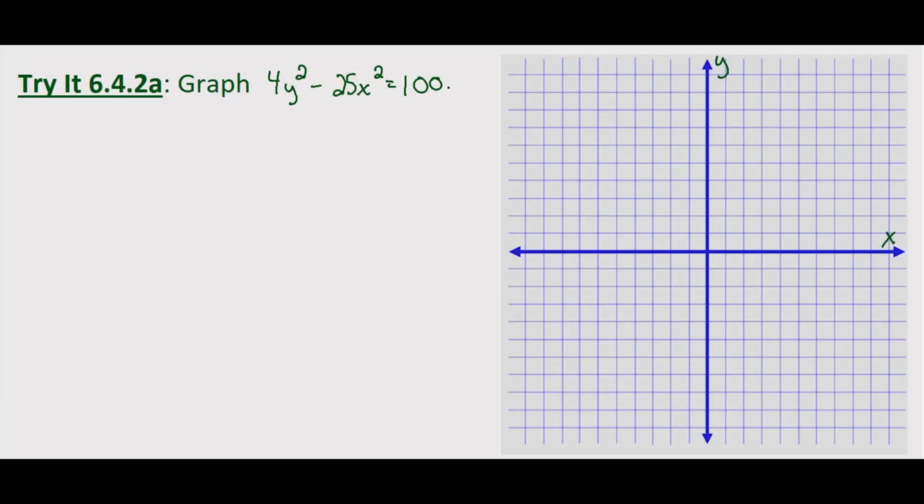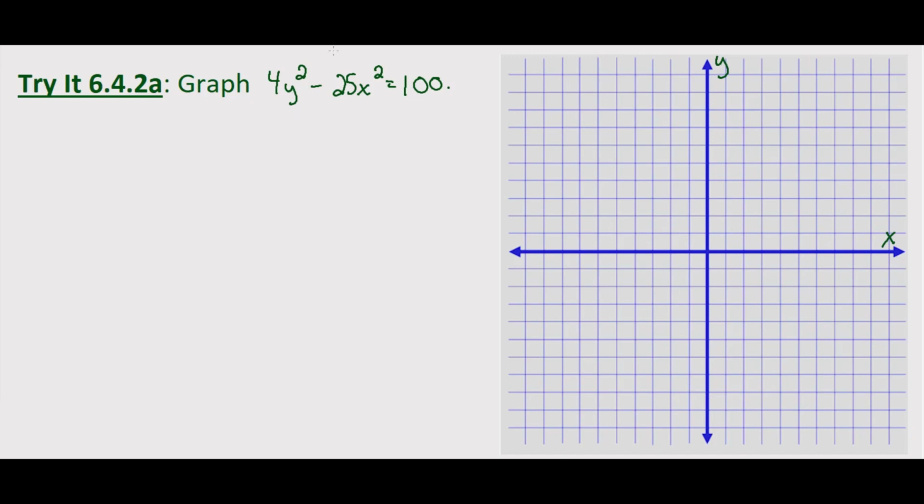In this tried exercise, we're asked to graph 4y squared minus 25x squared equals 100. Now we have an x squared term and a y squared term, and subtraction is involved. So we know that the leading coefficient is positive, so we know that this is going to be a hyperbola.